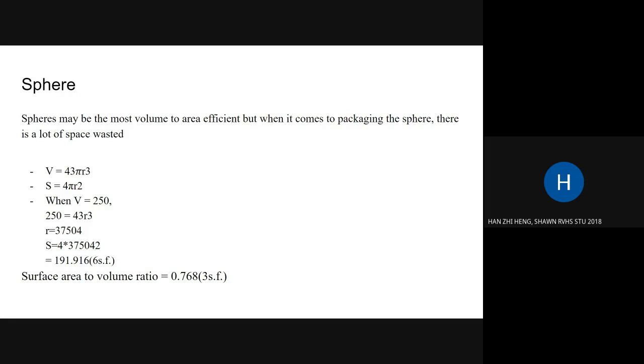We then use the formula for volume to find the radius and calculated the surface area using the surface area formula. We then found that the surface area to volume ratio is 0.768.